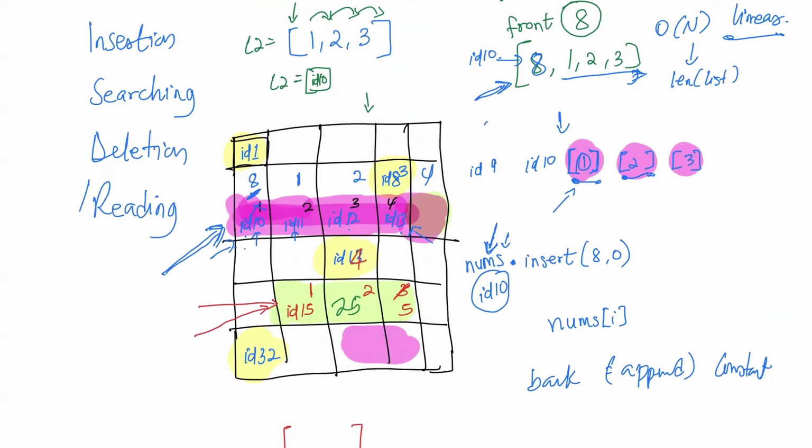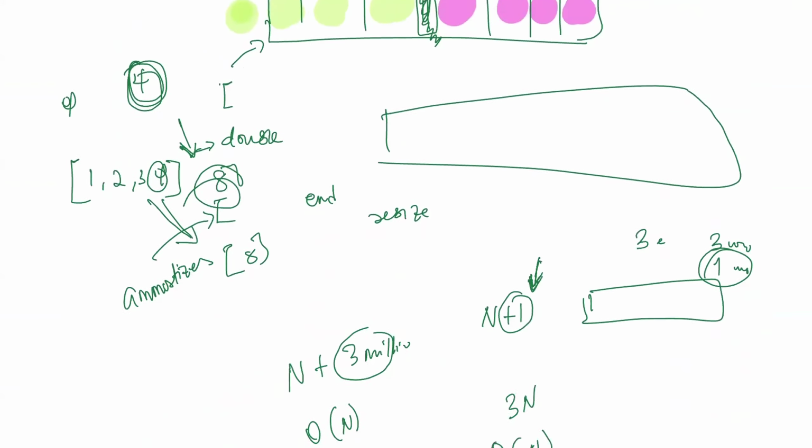So what about deletion? Can anybody tell me the time complexity of deletion? We can delete from the front, from the back, or from anywhere in the middle. If I want to delete, what is the time complexity? Let's start from the back. Is it linear or constant from the back? It's constant, right? Because I just remove the thing. I don't need to move any other element. I just remove it.